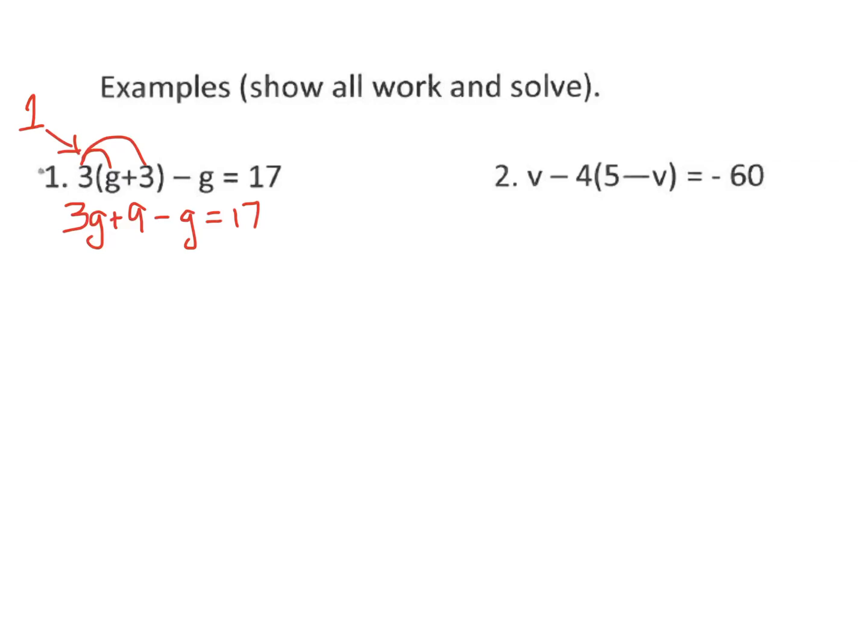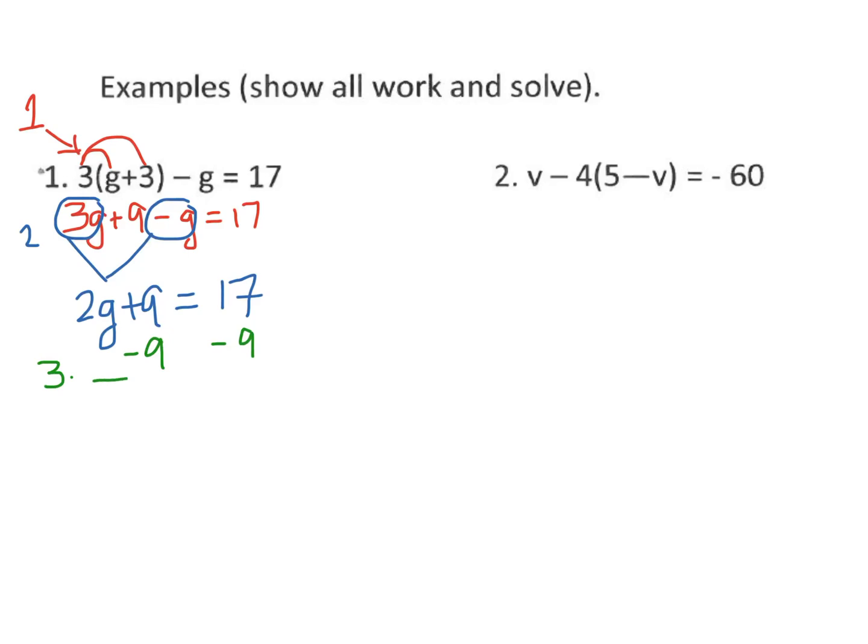Step number 2, I need to circle any variable terms that I have, and then I need to combine them. So 3g minus 1g is 2g. My step 3 is to do the inverse operation of my constant term. In this case, I need to subtract it. Bring down the 2g. 17 minus 9 gives me 8.